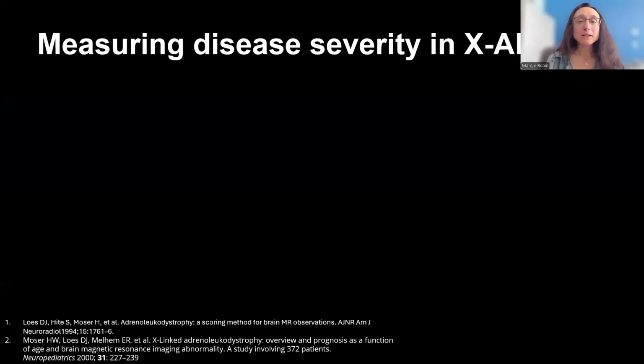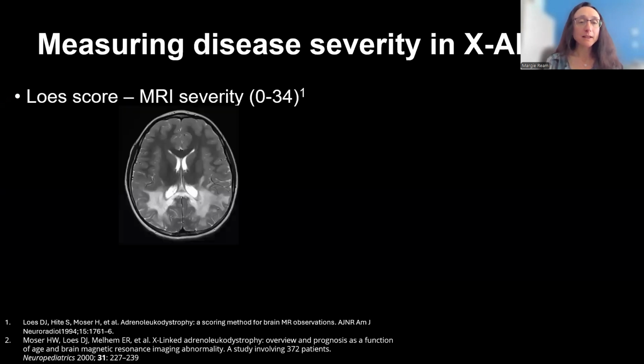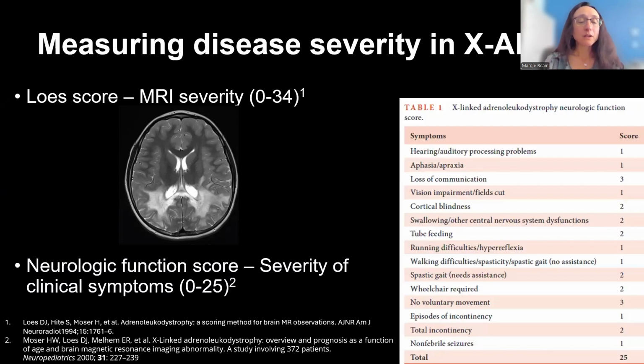We describe disease severity in XALD using 2 different scoring systems. First is the LESS score, which describes the MRI severity or MRI lesion burden on a 0 to 34-point scale, with higher numbers indicating more severe disease. We describe clinical symptoms using the neurologic function score, which ranges from 0 to 25, with points accumulating based on the symptoms in this table. Describing the severity of ALD, symptoms, and MRI disease burden is important because disease severity determines treatment eligibility.